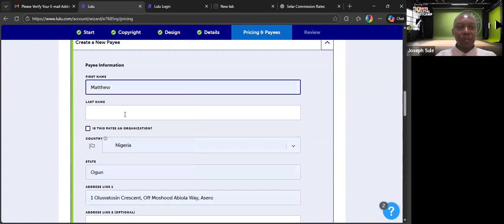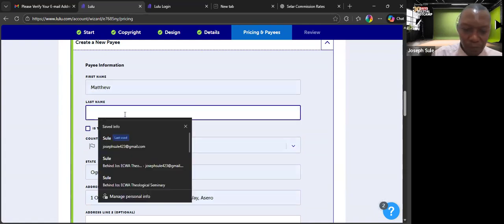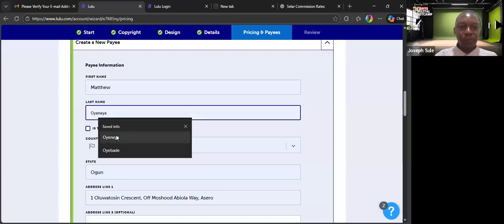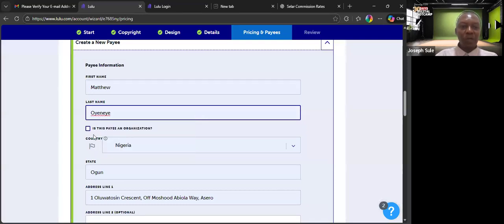Matthew, right? And what's his last name? I'm going to put it there. And then it will ask me, is this payee an organization? No, it's not an organization. If it is an organization, assuming I opened this with the name of his business, then I'll put the organization name here. He's an individual, okay?